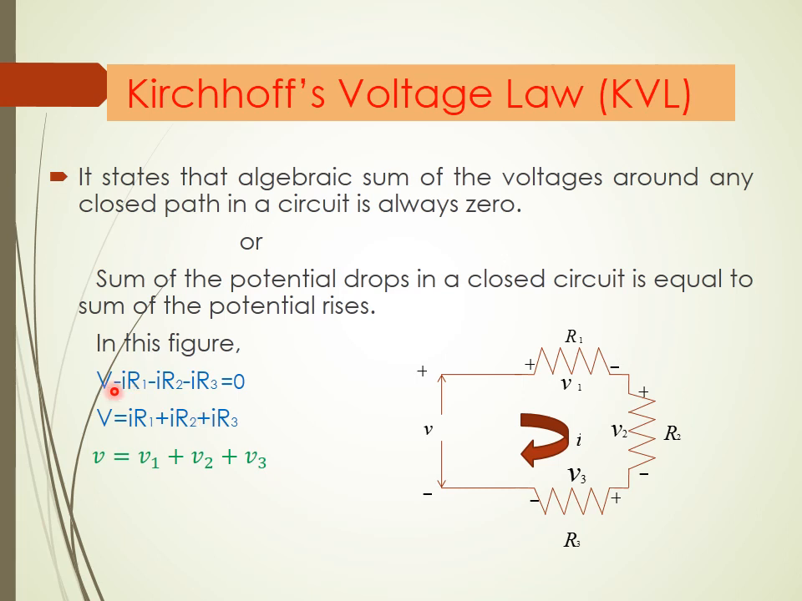So we can write V minus I into R1 minus I into R2 minus I into R3 equal to 0. Here I into R1 is obtained from Ohm's law. So we can write V is equal to I into R1 plus I R2 plus I R3. So in general we can write potential rise V is equal to V1 plus V2 plus V3. These are the potential drops.